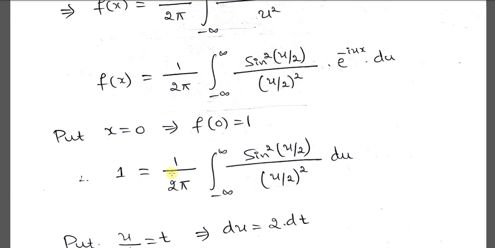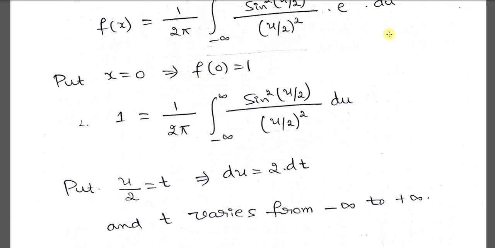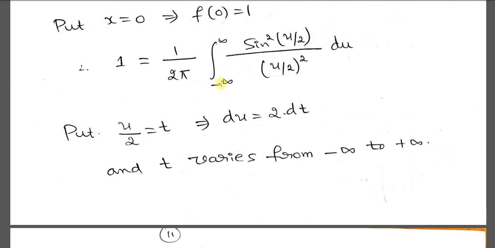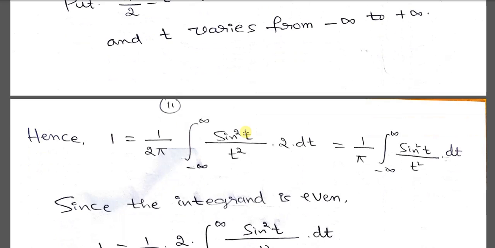So you get 1 equal to 1 by 2 pi integration minus infinity to plus infinity. I want sine square t by t square, right? So 4 can be written as u by 2 whole square in the denominator, correct? When you simplify, you get the original answer. Now I want only one variable here, so for my convenience I will take u by 2 as t. So du becomes 2 times dt and the limits are unchanged, minus infinity to plus infinity. So we got the answer as 1 equal to 1 by 2 pi, integral from minus infinity to plus infinity of sine square t by t square into 2 times dt.